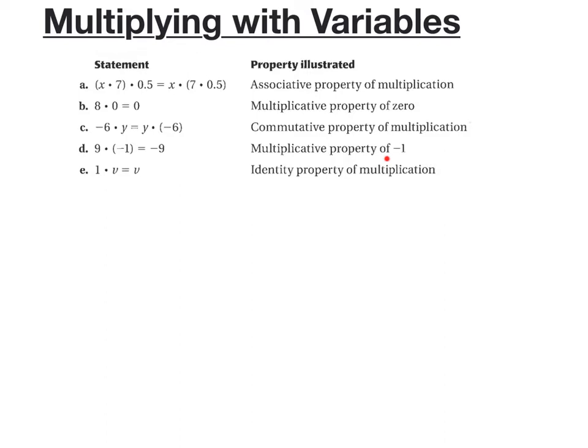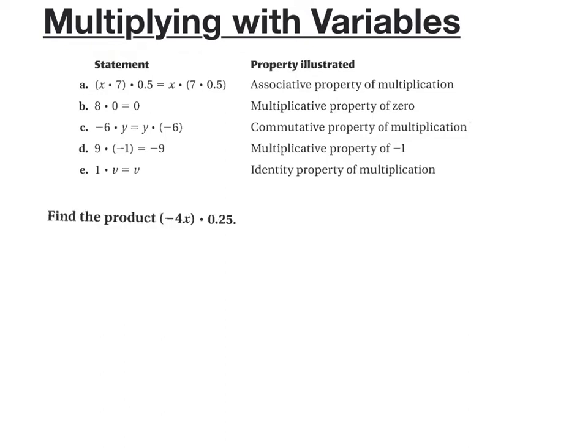The multiplicative property of -1 just tells us that anything times -1 will give us the opposite of that number. So -5 times -1 would give us the opposite of -5, which is +5. And then there's the identity property of multiplication. That's just 1 times any number will give us that number. Now we're going to use those to investigate some more complicated multiplication problems today that involve variables.